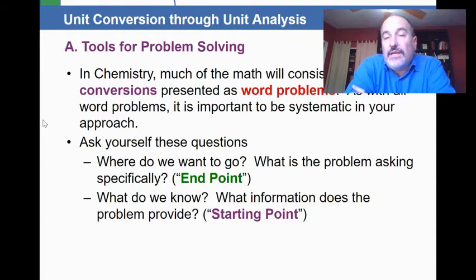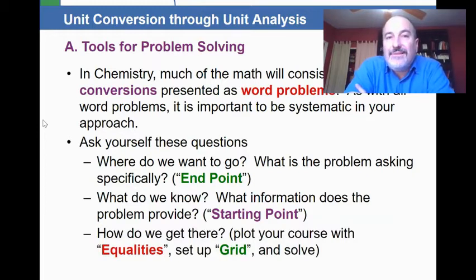Where you're starting from, which I call the starting point, that's the information that the problem provides. Again, if you're using Google Maps, that's going to be your address or wherever it is that you're starting from. And usually in the conversions, it is a number and a unit. All right. And then the how do we get there part that Google Maps does for you, that's going to be a little bit more challenging. In chemistry, that's where the hard part is. That's where you have to figure out what equalities you need. Those are conversion factors. We'll talk about those in a minute. You'll set up a grid and then solve.